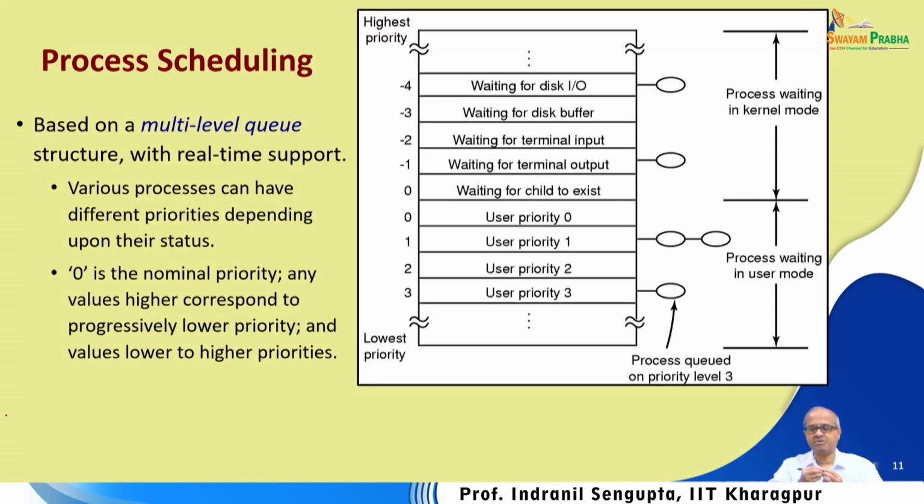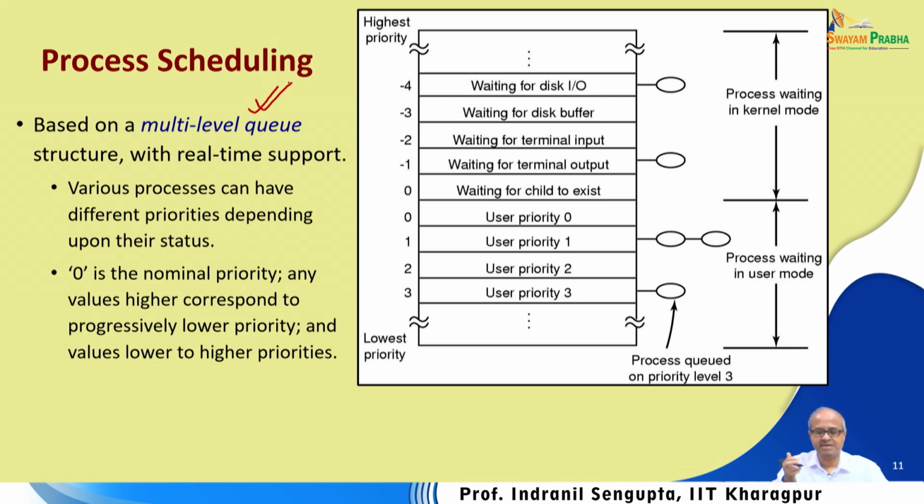Now, talking about process scheduling, as we mentioned earlier, Unix or Linux uses some kind of a multi-level scheduling queue structure. There are a number of queues where some processes may be waiting for their chance to get the CPU, and each of these queues may have different levels of priority.